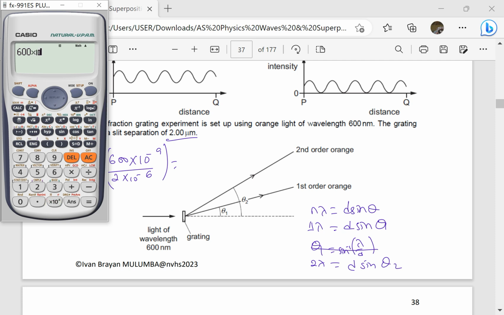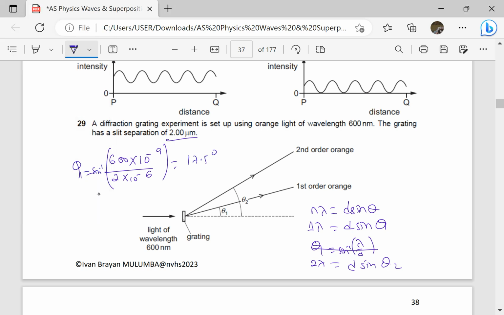(600) exponent negative 9 divided by 2 exponent negative 6. Then I also shift sine inverse of the answer, which is 17.5. Then I'll check the second one. Theta 2 is equal to sine inverse of, I'm substituting this equation, n is going to be 2. So that will be 2 times 600 times 10 power negative 9 divided by 2 times 10 power negative 6.